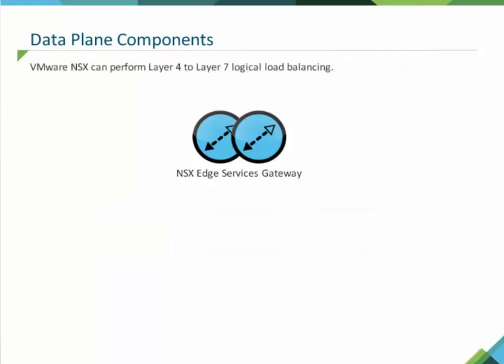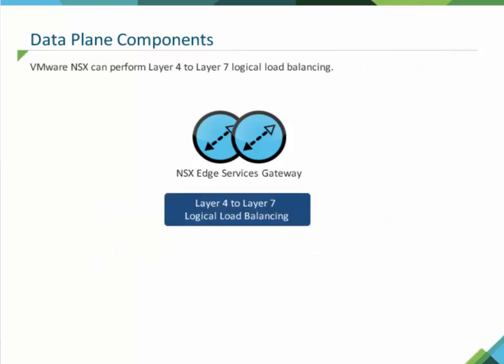VMware NSX can perform Layer 4 to Layer 7 logical load balancing. The load balancer comes in two different form factors, inline mode as well as proxy mode. The load balancer provides critical workload balance in a virtualized environment.